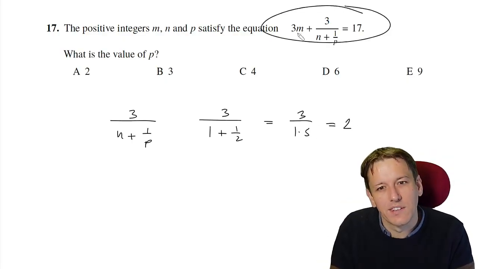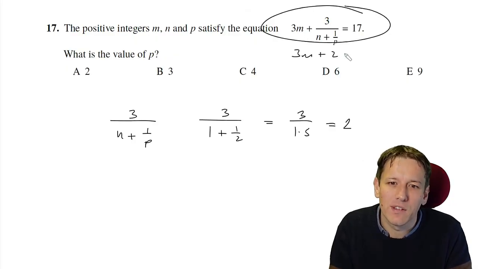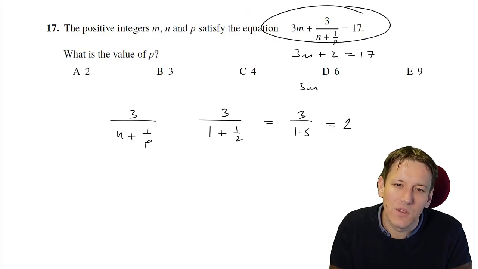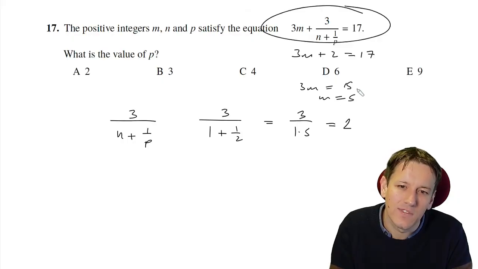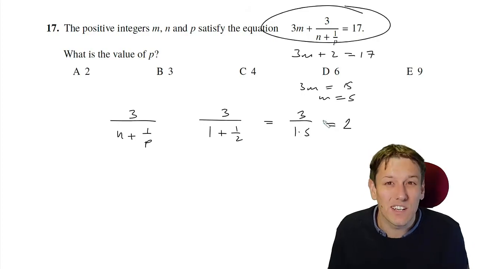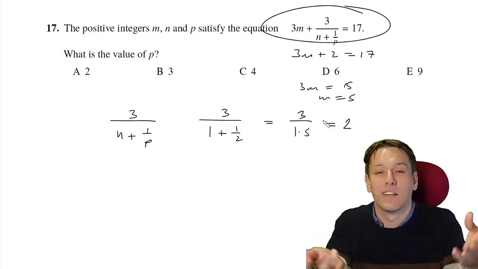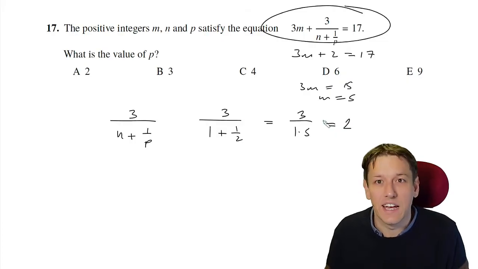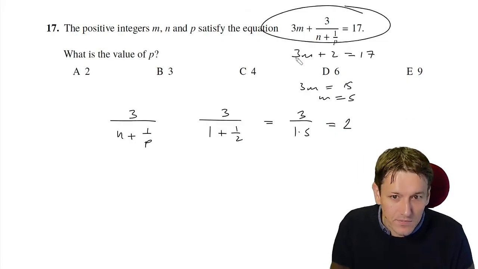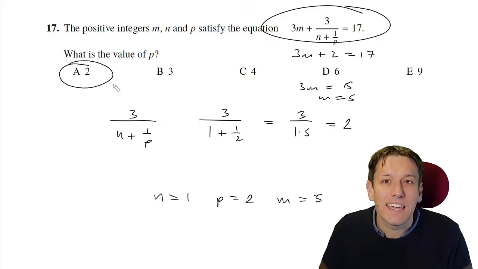So I just check that there is a value of m that makes this work. So I would have 3m plus 2 is 17, so 3m is 15, and then m equals 5. So I've found 3 values that work here. And in the maths challenge as well, if you've got values that work, you don't have to think too much about whether they're unique, because this question has been posed as it has. They must be unique. So we must have n equals 1 here, p equals 2, and m equals 5, and so the answer is A2.